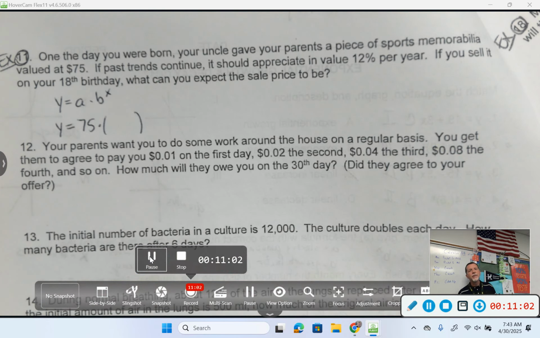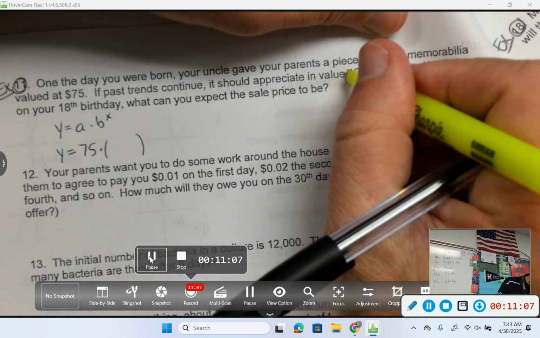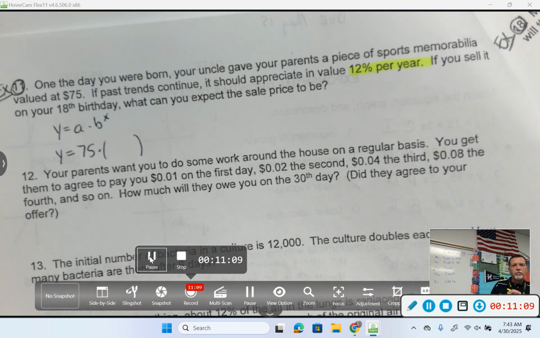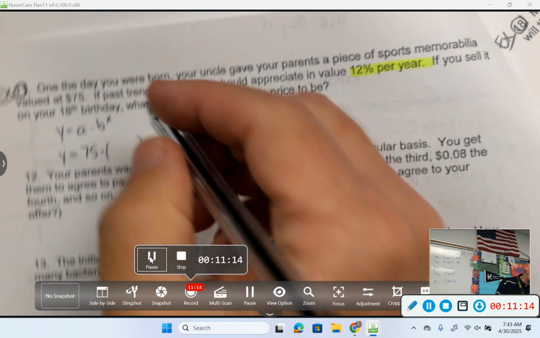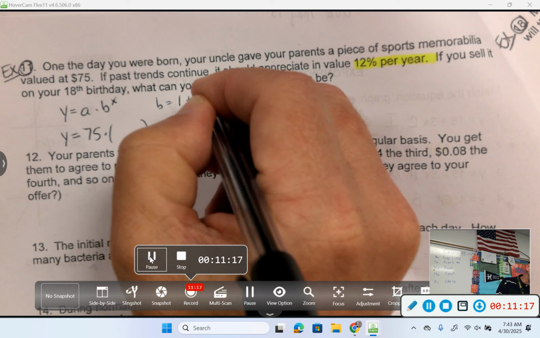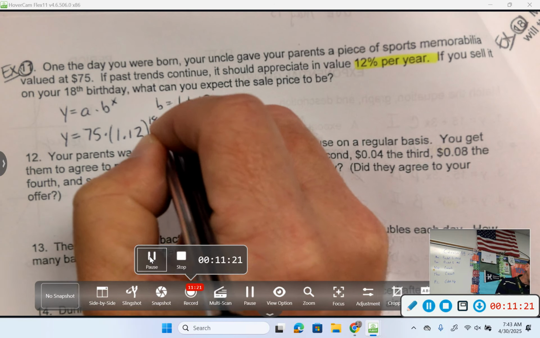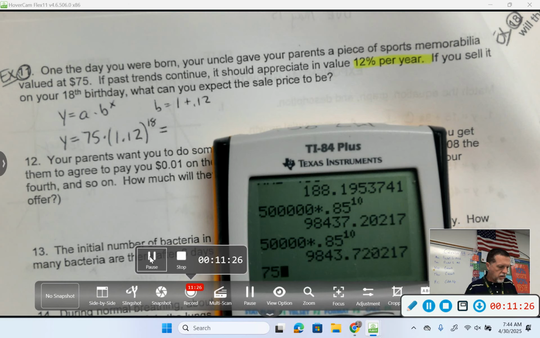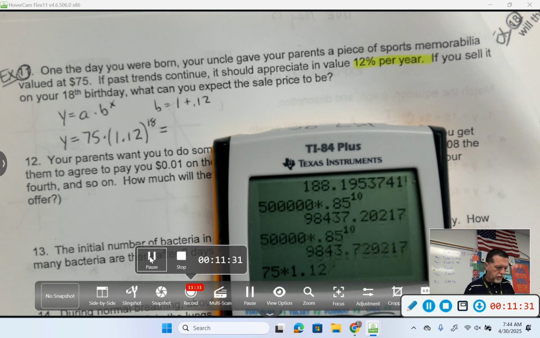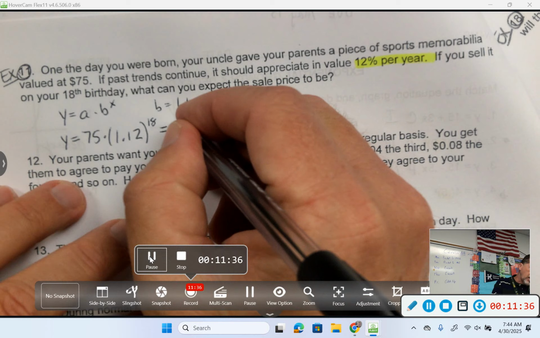What's our multiplier going to be? Good, 1.12. Right? If you just made it 0.12, then you'd be decreasing value every year. You want it to increase by 12%. So 1 plus 0.12. And then 18 years later, whatever we get. 75 times 1.12 to the 18th, 576.75.